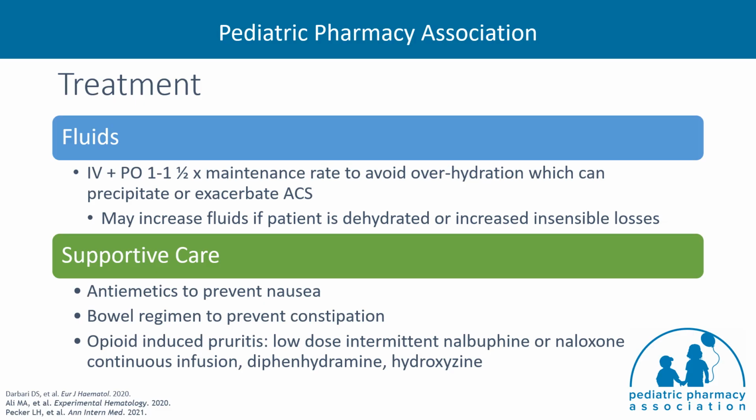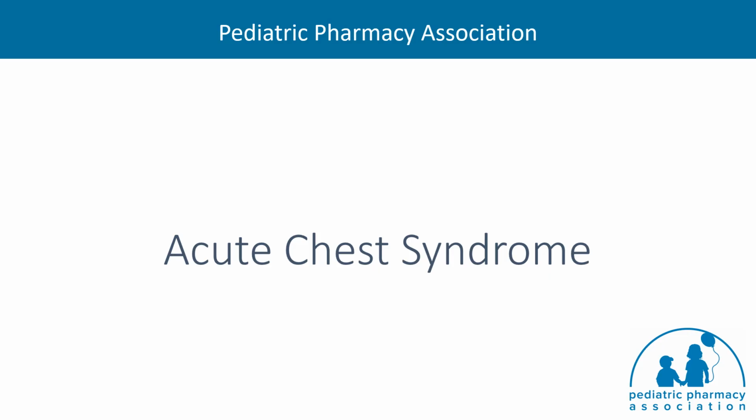And then if a patient were to have opioid-induced pruritus, using low-dose intermittent nalbuphine or a naloxone continuous infusion can be very beneficial. And then thinking about some of those things like diphenhydramine or hydroxyzine may still help. So that is our vaso-occlusive episodes. The next complication we'll talk about is acute chest syndrome.